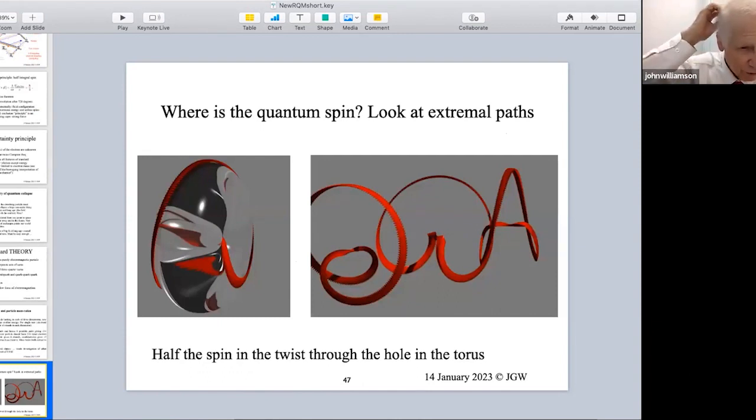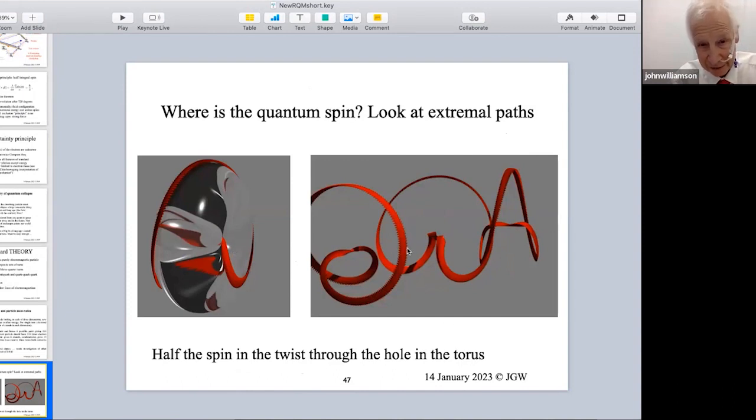If you want to look for where the quantum spin is, then the best place to look is an extremal path because you're doing an integral. It's where the integral reaches an edge. Most of the spin, half of the spin integral, is in the twist through the hole in the torus when you make the torus very big.